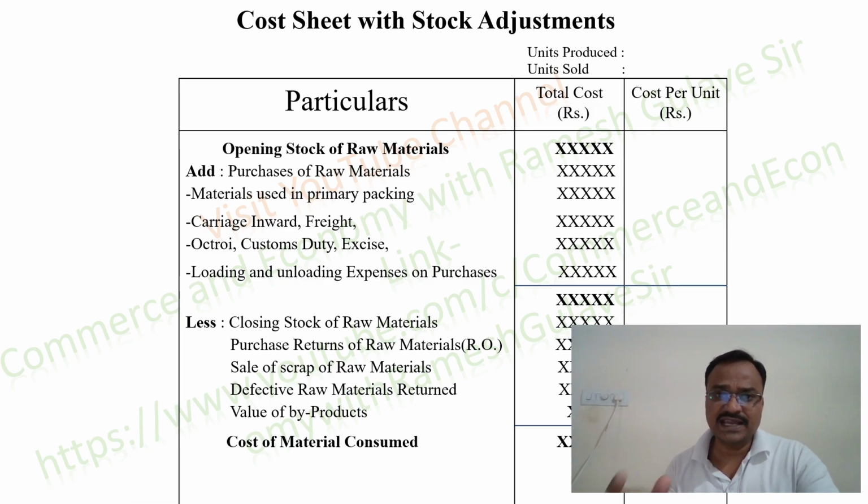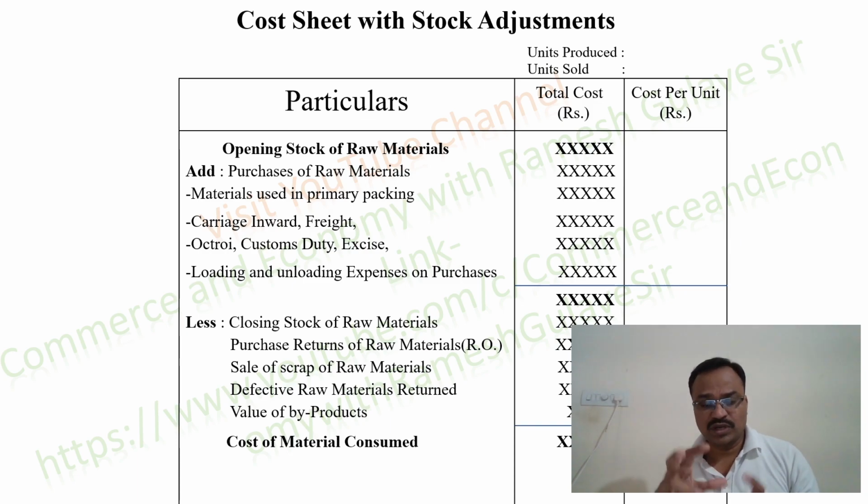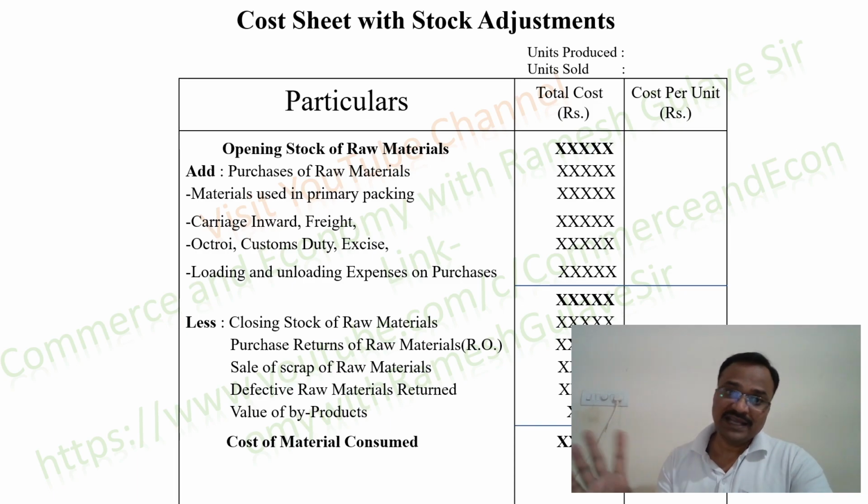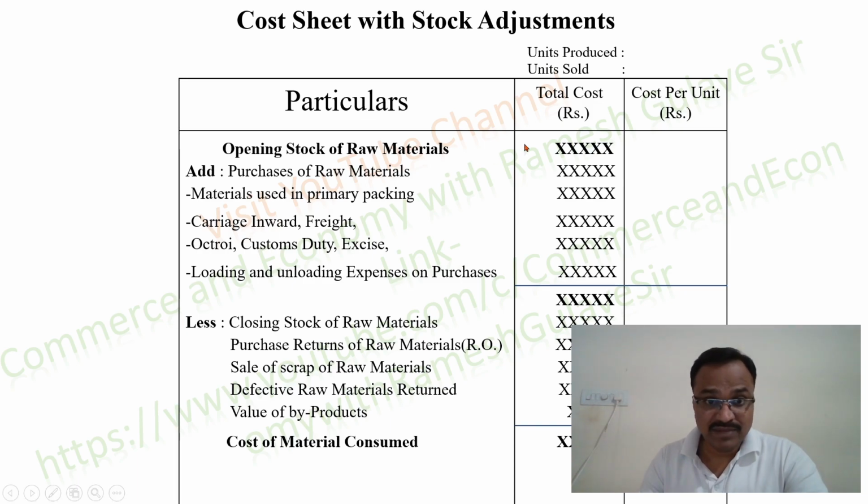Secondary packaging is, like when bathing soap is put into a box, that box is secondary packaging, right? So secondary packaging is basically indirect material, but primary packaging is direct material, right? We are going to discuss that in the next multiple choice questions, but here just keep in mind the important points related to the cost sheet with stock adjustment, right? Then carriage inward is added, freight, octroi, custom duty, loading and unloading expenses are added.